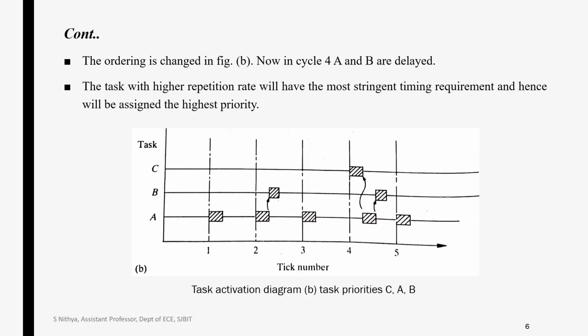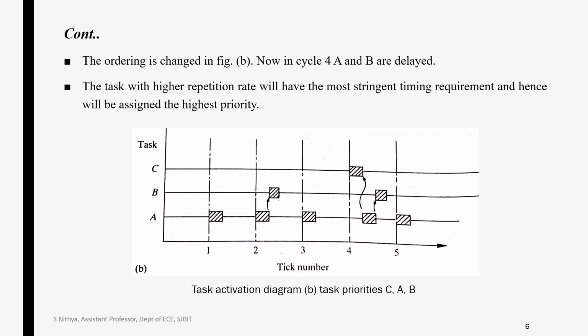Now, to change the figure, in cycle 4, A and B are delayed. If A and B are delayed, then C will be executed first, then A will be executed second, and B will be executed third. It's the same diagram, the same example. The only difference is that at time 4, if A and B are somewhat delayed, then only C will be in the queue.